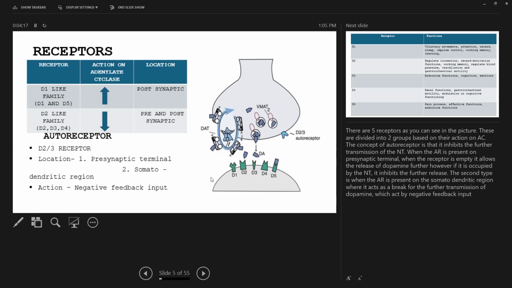And there are autoreceptors that are D2 and D3. Location is presynaptic terminal and somatodendritic region. And their activity on the somatodendritic region is a negative feedback input. That is, when there is an increase in dopamine, it will decrease the activity of dopamine.